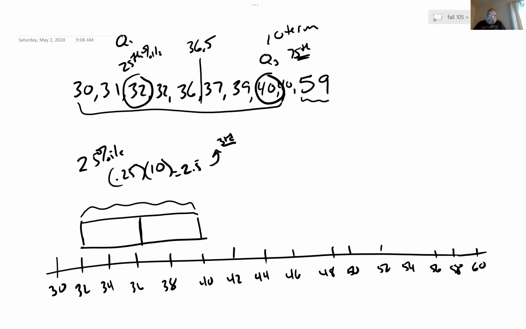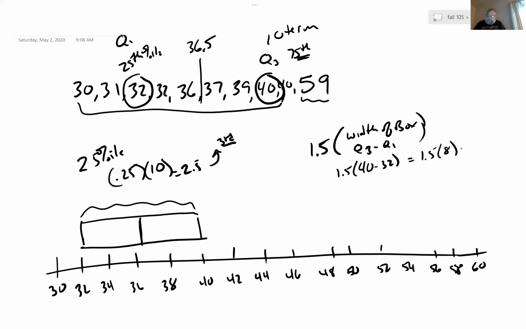Okay. Then I'm going to take 1.5 times the width of my box, which again is by definition Q3 minus Q1. So that's 40 minus 32. So 1.5 times 40 minus 32, which is 1.5 times 8, which is 12. So what I'm going to do is go over 12 from 40. That puts me right here. This is where the weirdos start. Are you with me? 52. Anything bigger than 52 is going to be an outlier.